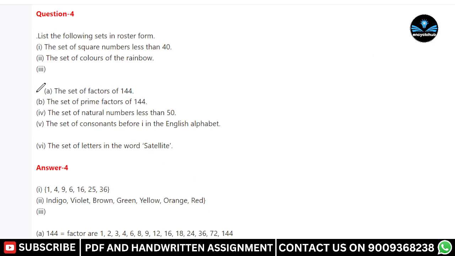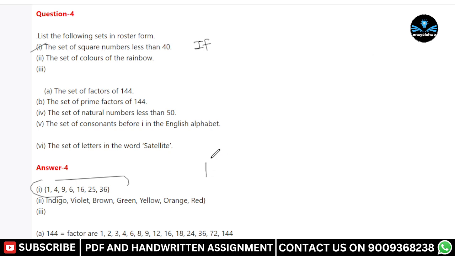Okay, suppose that we have a sentence given here, which is the set of all squares numbers less than 40. If the statement is given like this, it is called a set builder form. And if we want to convert it into numbers like this one, this is called a roster form. And here the statement is given: the set of square numbers less than 40.